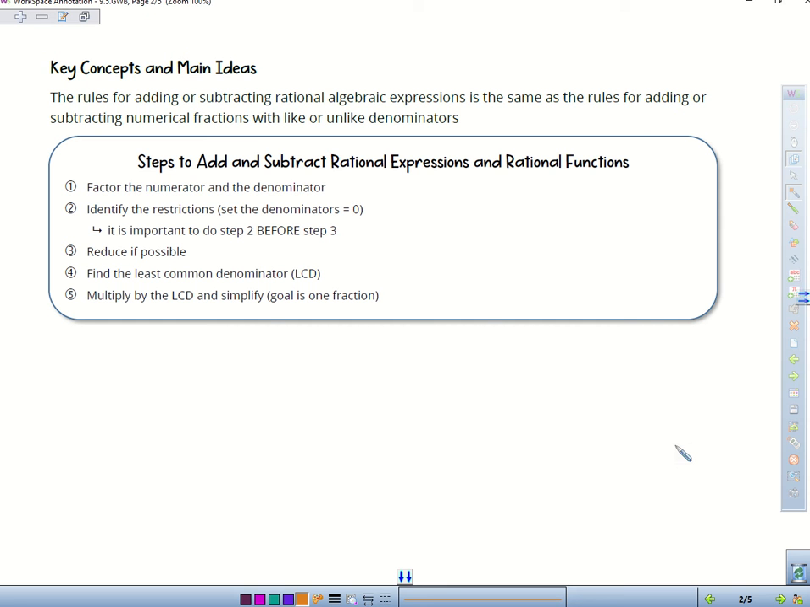Identify the restrictions early on, because sometimes restrictions can go away. They appear, they go away, so we have to make sure we identify any as they come up. Reduce if possible, find the least common denominator, and multiply by the LCD and simplify.